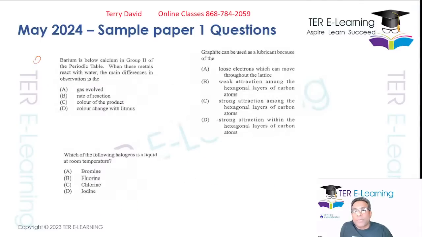Let's call this question 11. Let's call this question 12. And let's call this question 13. What about question 11? We have barium is below calcium in group 2 of the periodic table. When these metals react with water, the main difference in observation is what?